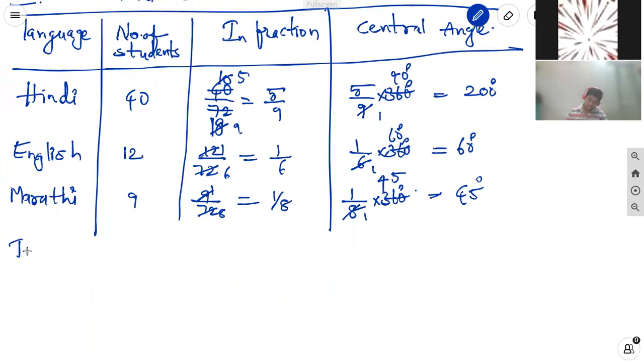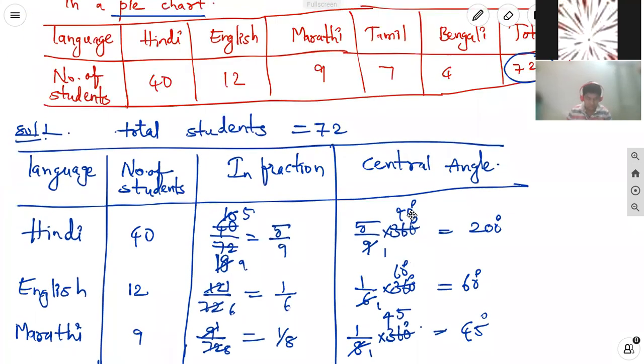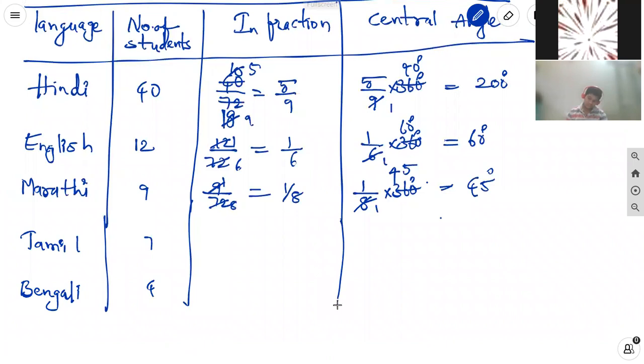Tamil 7, Bengali 4. Tamil 7 by 72. 7 is a prime number, so it stays 7 by 72. 7 by 72 into 360 degrees. 72 ones are 72, 72 fives are 360, so 7 fives are 35 degrees.